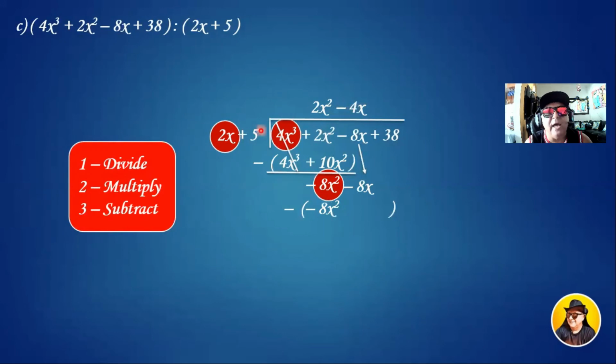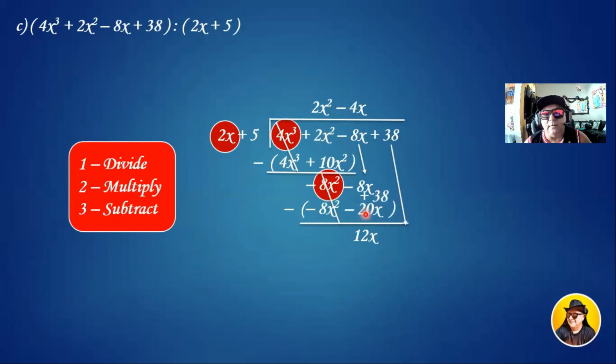Minus 4x times plus 5x. Plus 5, sorry. And minus and plus is minus. 4x times 5 is 20x. All right? Like this. Don't forget. This is plus 8. This is plus 20. So minus 8x squared plus 8x squared is 0. So let's operate. This is 0. And minus 8x plus 20x is 12x. All right. And now plus 38 comes down.